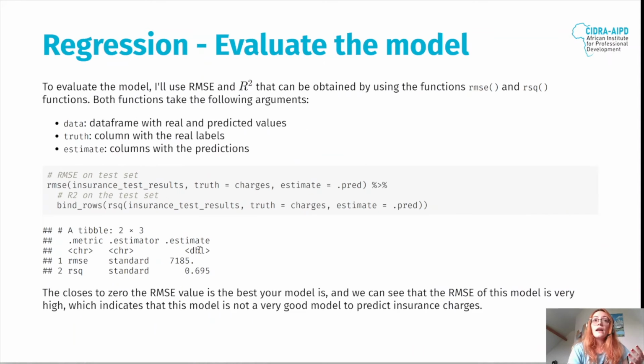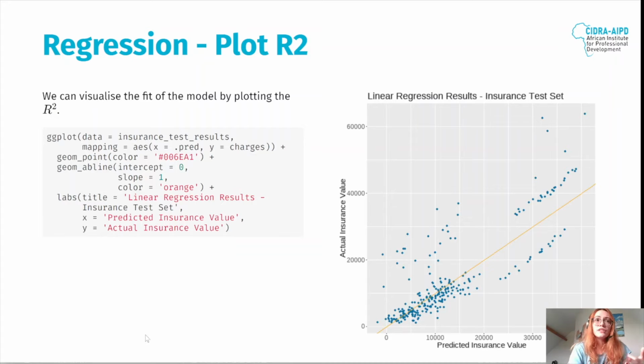You can also plot the R2, for example, if you want to visualize the errors. You can see that for the cheaper insurance, the predicted values are a lot more in line. But when we get to more expensive insurance values, we're pretty far away. And of course, the more expensive it is, the bigger the error is going to be if we are saying that it's cheaper. So this is how we can visualize the predicted versus actual values.